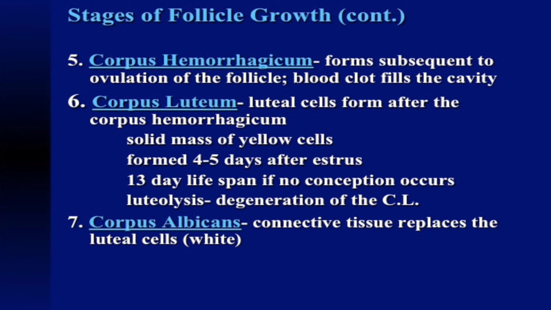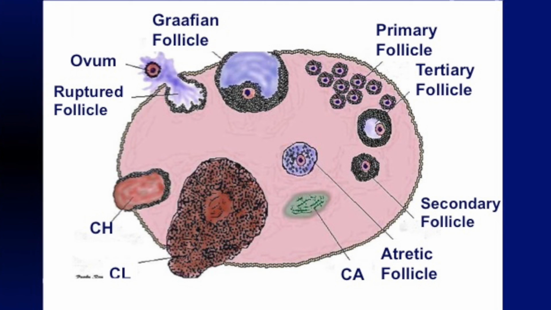The next stage is the corpus albicans, which is connective tissue that replaces the luteal cells. And I think about the corpus albicans as more like the scar tissue that's formed after that complete process has occurred. So as you see in this graph here, we've got a lot of different follicles, and there's not just one follicle going through this series. There are lots of follicles being developed, and there are multiple stages going on in the ovary at any given time.